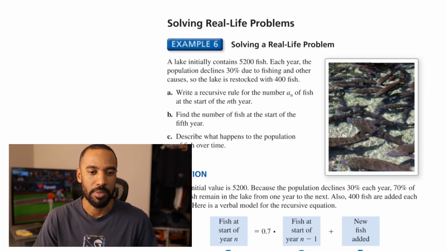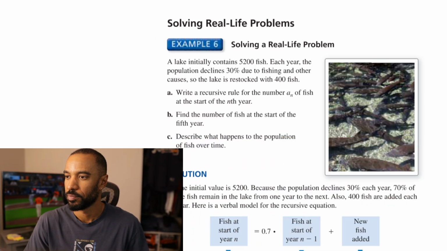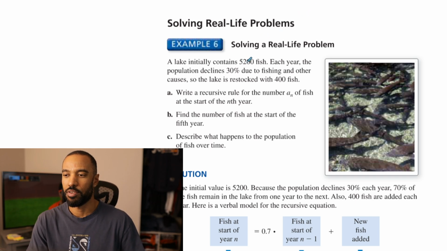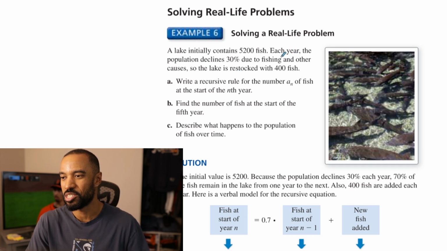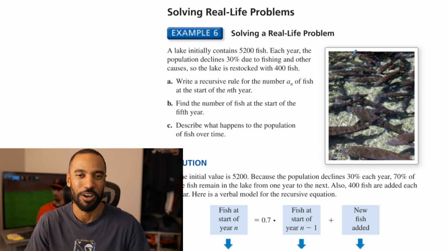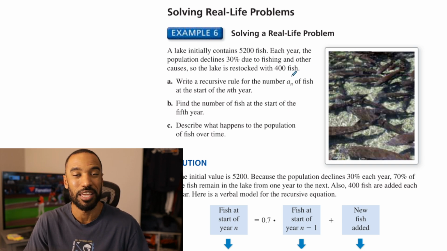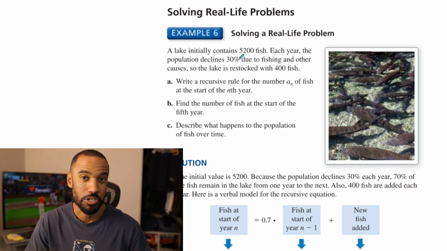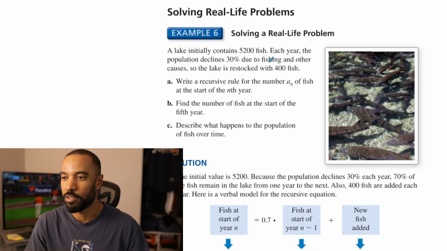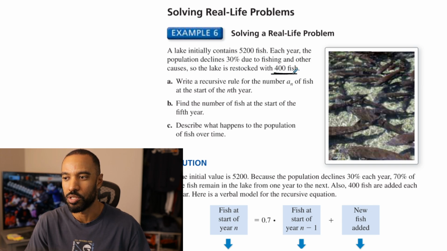Solving real-life problems, maybe this will get a little more complex. We'll see. A lake initially contains 5,200 fish. Each year, the population declines 30% due to fishing and other causes. This is just depressing. Every single time I see something about a population of wildlife, it always declines. I wish they would increase from time to time. Due to fishing and other causes, so the lake is restocked with 400 fish. Oh, there you go. It's restocked.